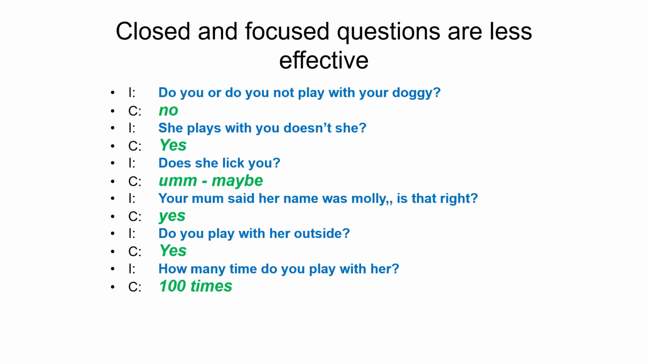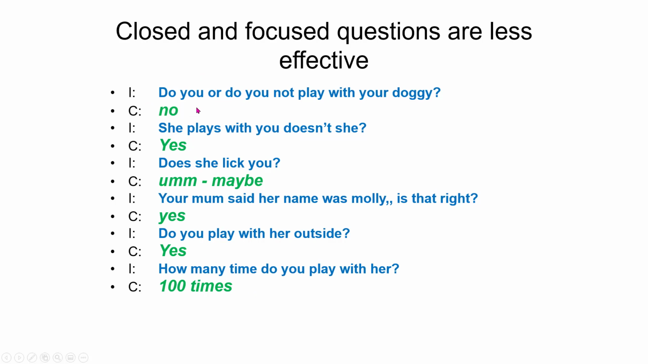Here are a couple of examples that illustrate the difference between the open prompts that interviewers are recommended to use and the closed and focused questions, which are less effective. I made this example up. Imagine an interviewer speaking to a small child during the rapport building phase of a forensic interview. They want to make some inquiries about the child so that they can build rapport. But in this example, I've made those inquiries in the form of closed and focused questions. So have a look and see what happens here.